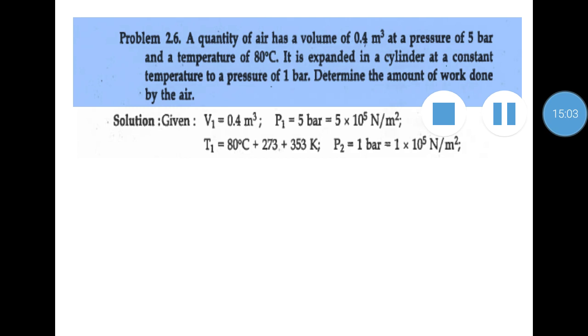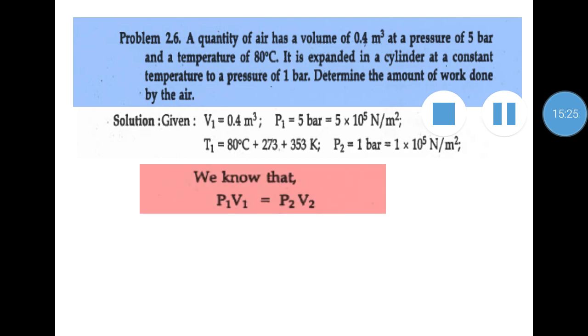So 80 degrees Celsius plus 273 is equal to 353 Kelvin, and P2 is given as 1 bar, which is equal to 1 into 10 raised to 5 Newton per meter square. We have to convert it: 1 bar is equal to 10 raised to 5 Newton per meter square. So we have to convert the pressures into Newton per meter square for calculating all the values.